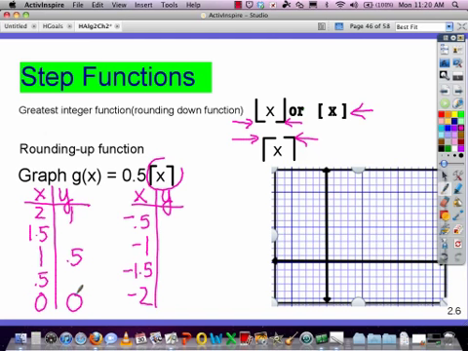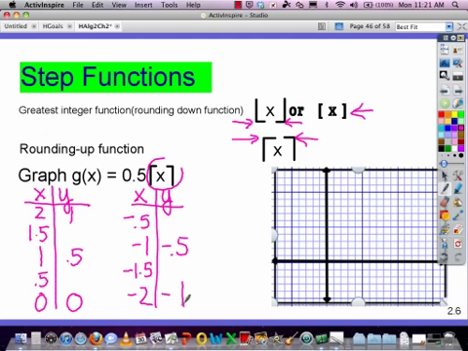Next whole number, negative 1. Rounding up function does not affect it. And then times 0.5 is negative 0.5. Negative 2, rounding up function does not affect it. So negative 2 times a half, half of negative 2, is negative 1.